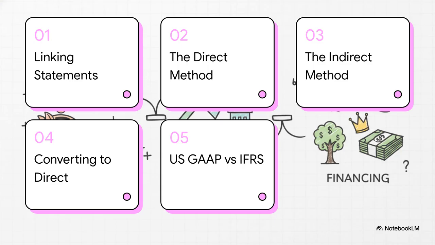First up, we'll look at the linkages between the financial statements. Second, the direct method. Third, the indirect method. Fourth, converting that indirect method to the direct method. And finally, we'll wrap up by comparing US GAAP versus IFRS.